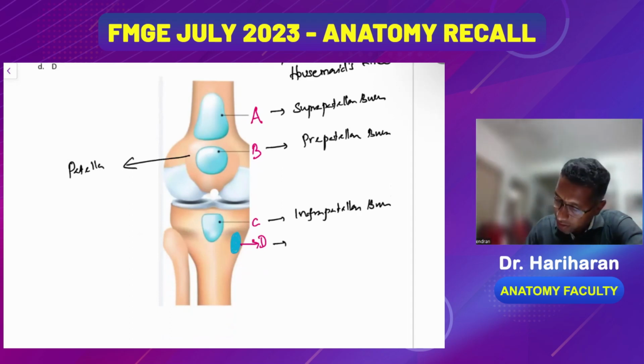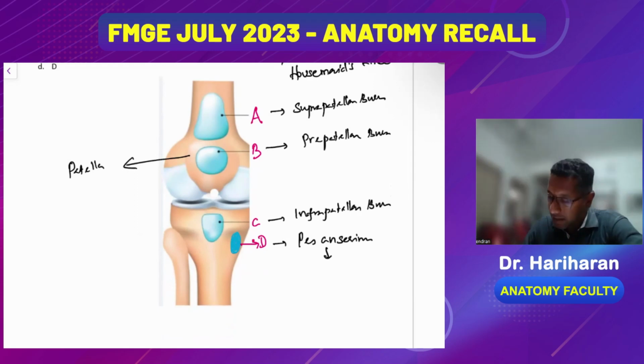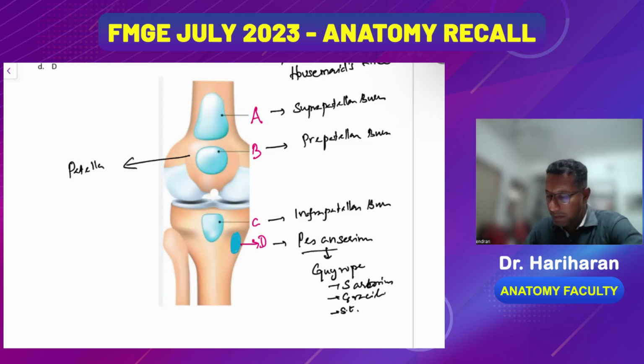is called the pes anserinus bursa. This pes anserinus bursa is present between the pes anserinus tendons, also called guy rope tendons. To name them, they are sartorius, gracilis, and semitendinosus. So the bursa between them is called the pes anserinus bursa.